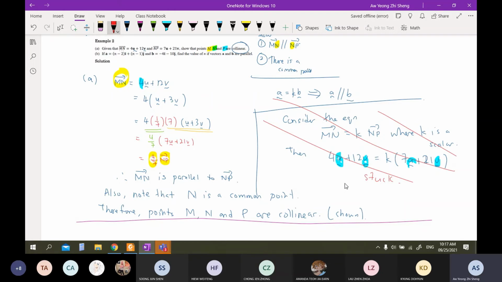Right, so I would encourage everyone to learn the more standard way of showing that two vectors are parallel. By doing some manipulation to the numbers. That is a more standard way.